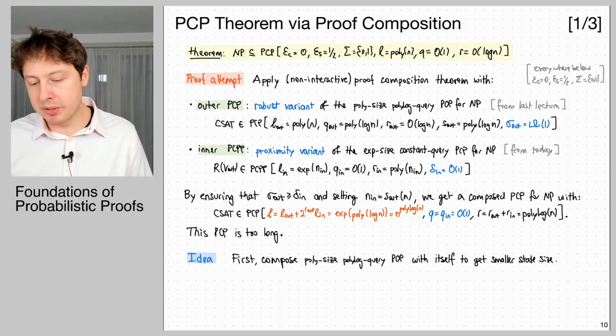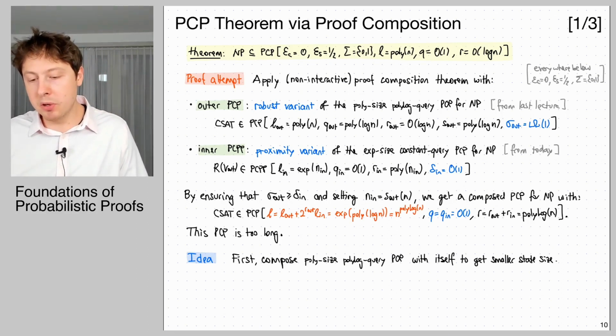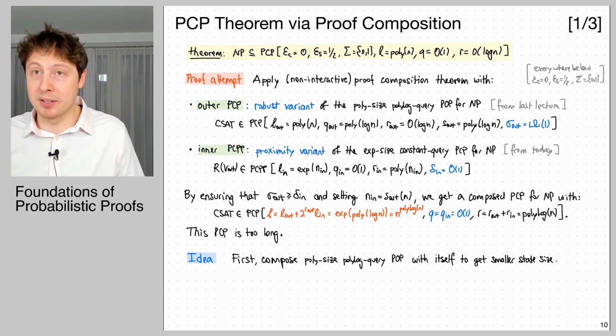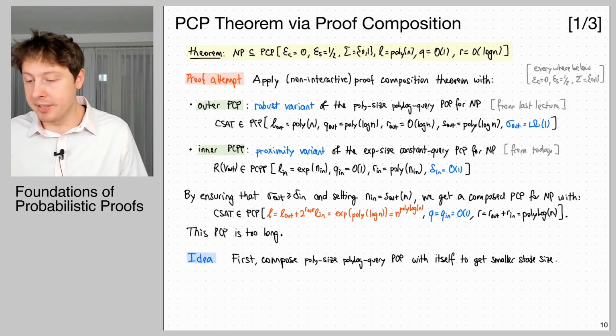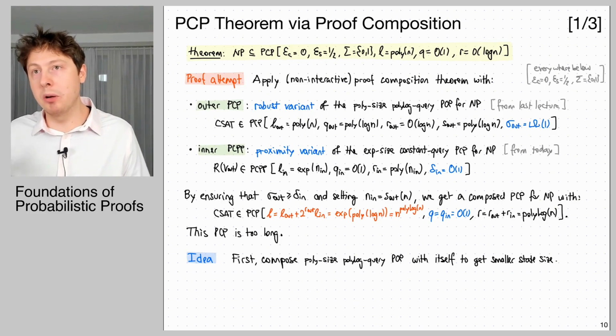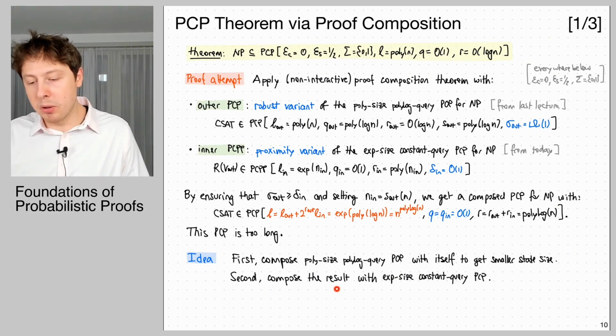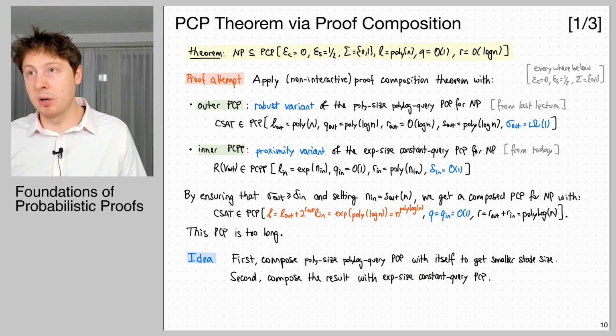We're first going to compose. We're going to do composition twice. First, we're going to compose the poly-size polylog query PCP with itself to reduce the state size and the query complexity. Okay, really the state size. To go from polylog to polylog-log. All right? And then, once we're at polylog-log, we're going to compose the result with an exponential size constant query PCP. Okay?